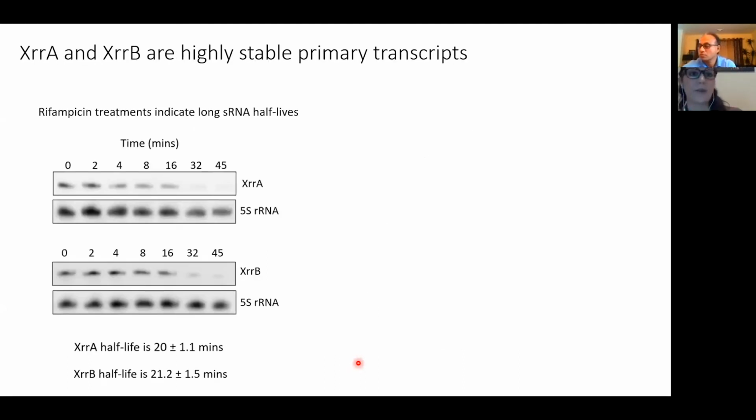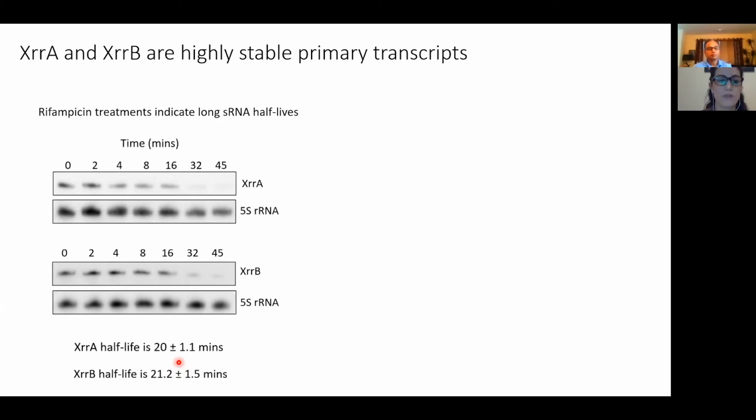We also know that SIR-A and SIR-B are highly stable, which is not necessarily surprising for sRNAs. If we treat growing cultures of Bacillus anthracis with rifampicin, which is an antibiotic that stops transcription, and then take samples for RNA extraction at these indicated time points post-rifampicin addition, we can track the decay of the transcript over time using, again, northern blotting. I did this for SIR-A and SIR-B 3 times, and I found that both sRNAs have a half-life of 20 minutes, which is considerably long for RNA, indicating that they're pretty stable.